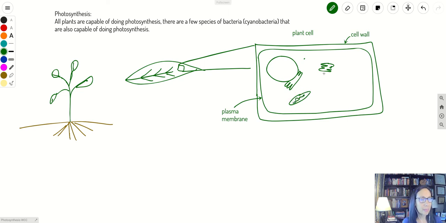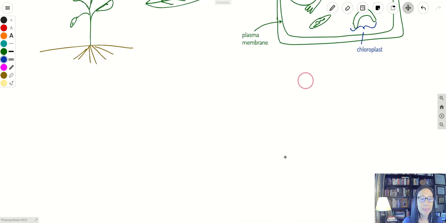And the plant cell has things that other animal cells do not have, which allow it to do photosynthesis. And that is an organelle that specializes in photosynthesis, which is called a chloroplast. And that's what that is. So I am going to blow that up so we can look at that. So this is a chloroplast. And I'm going to blow that up and we're going to look inside that.